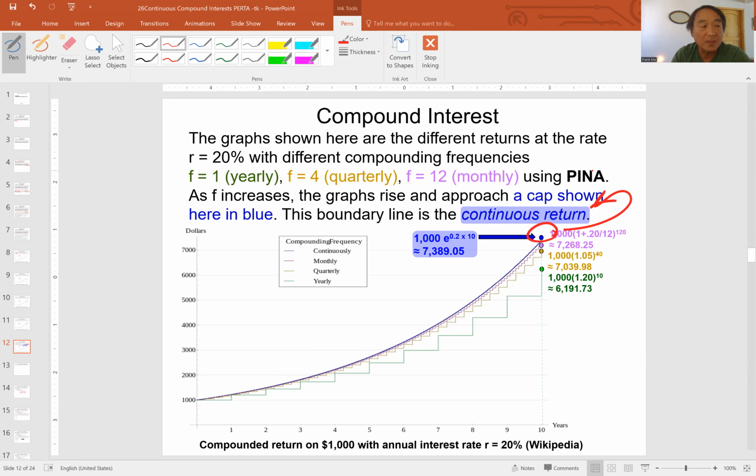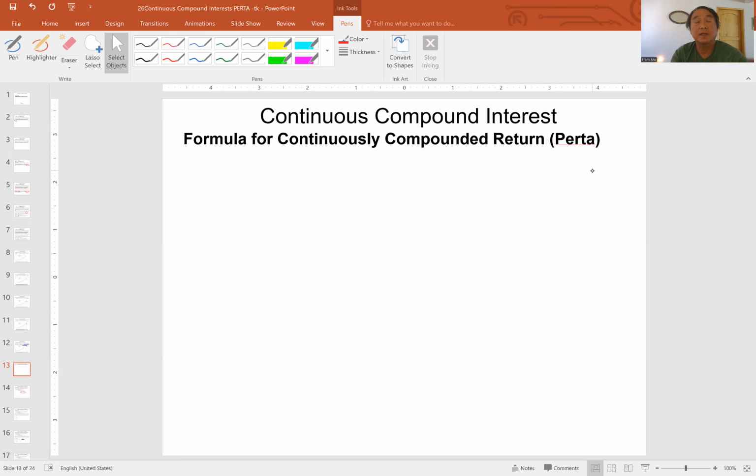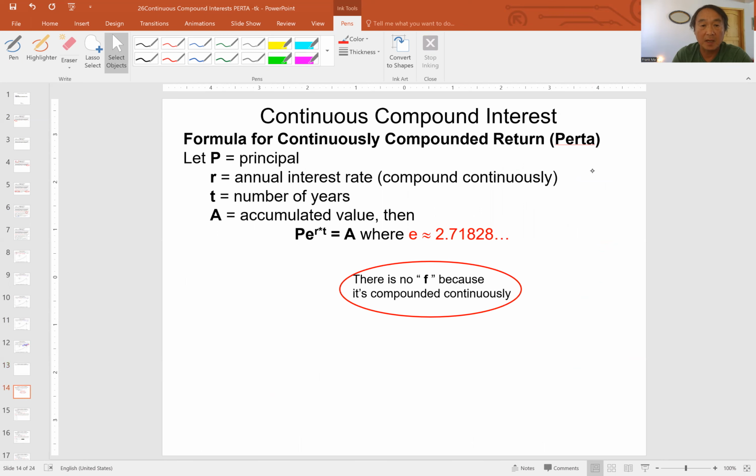They are capped by a number which we call the continuous compound return. The continuous compound return is given by the PERT formula. Here is PERT: P times e raised to the R times t power, that will give you the return. You say, what's e? e is this very strange number, which is very important in mathematics. Notice there's no frequency, it's continuous compounding.